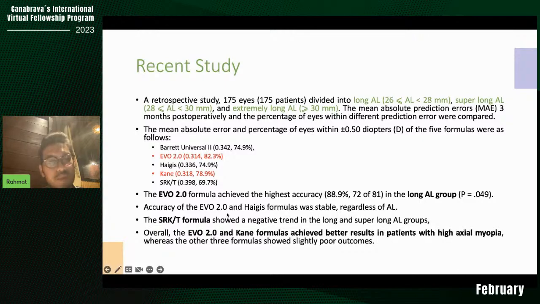The SRK/T formula showed a negative trend in the long and super long axial length group, so it is not recommended. And overall, the EVO 2.0 and Kane formula achieved better results in patients with high axial myopia, whereas the other three formulas showed a slightly poorer outcome.